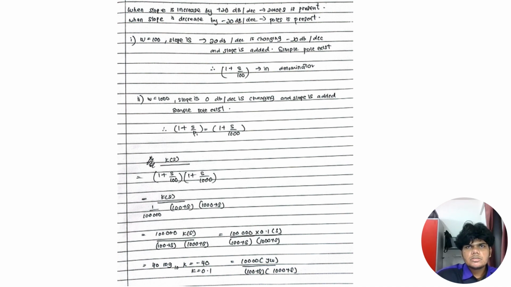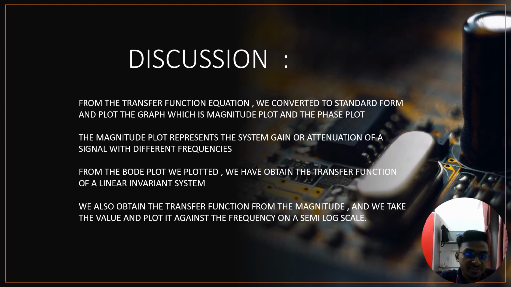Thank you very much. As a part of discussion, from the transfer function equation we convert to the standard form and plot the graph, which is the magnitude plot and the phase plot. The magnitude plot represents the system gain or attenuation of the signal with different frequency. From the Bode plot we have obtained the transfer function of the linear time-invariant system. We also obtain the transfer function from the magnitude, and we take the value and plot it against the frequency on a semi-log scale.